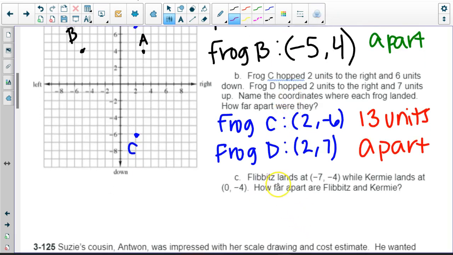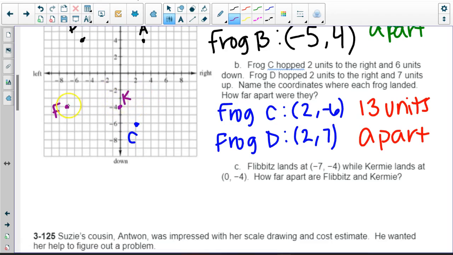And for C, it says Flibbits lands at -7, -4. So I'm going to go ahead and plot him. I'm going to go over, sorry, over -7 and down 4. So here's Flibbits. And then Kermie lands at 0, -4. So I'm going to put that dot right there. So how far apart are these 2 points? And hopefully you got 7 units.